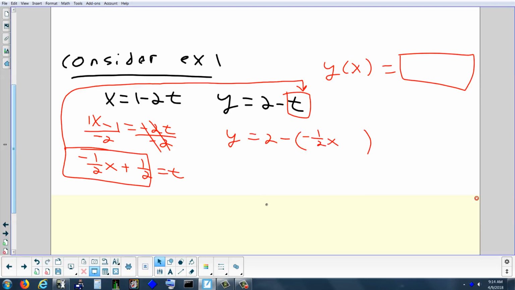So -1/2 x plus 1/2. Okay, so my final answer, I get y equals 2 minus 1/2. So I'm going to do that step out. 2 minus 1/2 is 1.5. And distribute the negative to the -1/2, and we get +1/2.